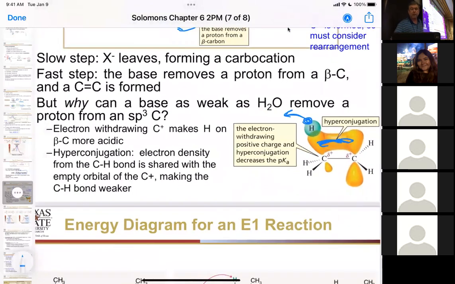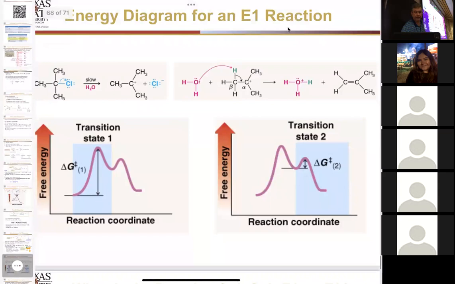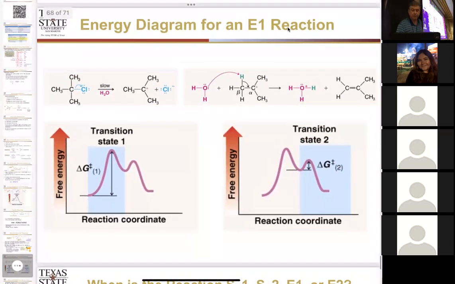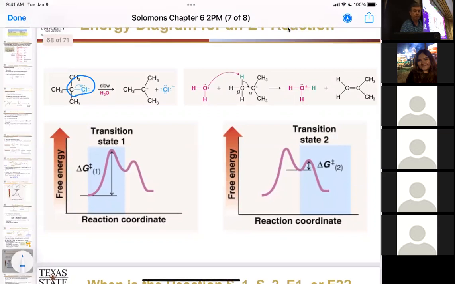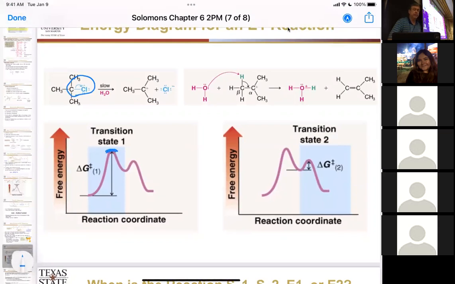So that means our energy diagram is going to have 2 humps, with our slow step being our hard to break bond here, giving us our highest activation energy. And then this is our carbocation here. And then we have a smaller activation energy where the base comes in and pulls this proton off, giving us our product. What's the other interesting thing about this energy diagram?